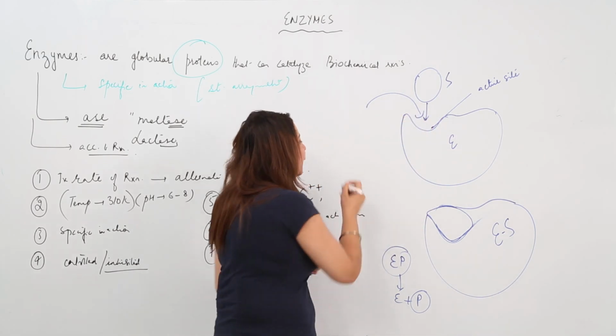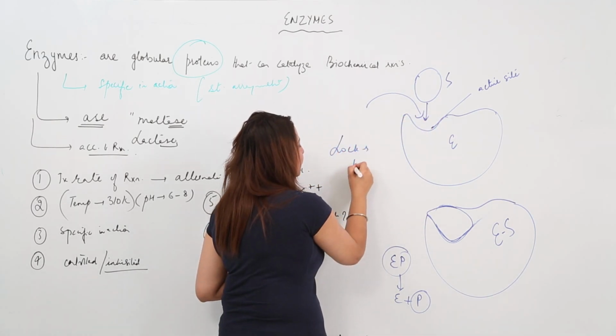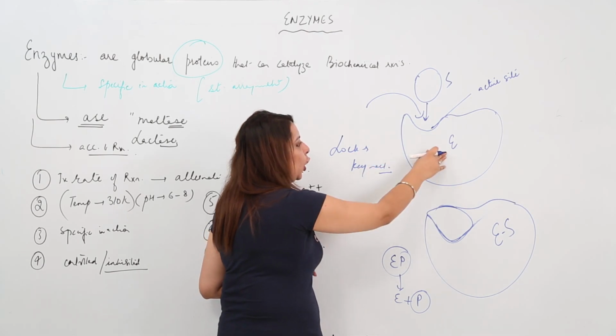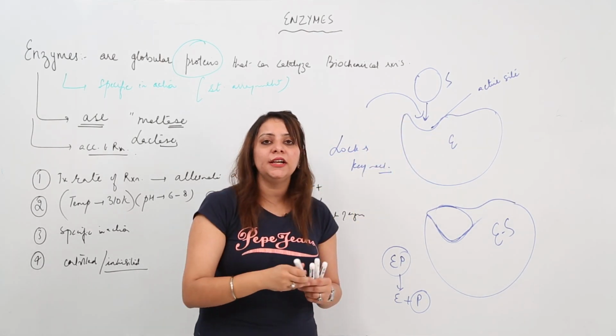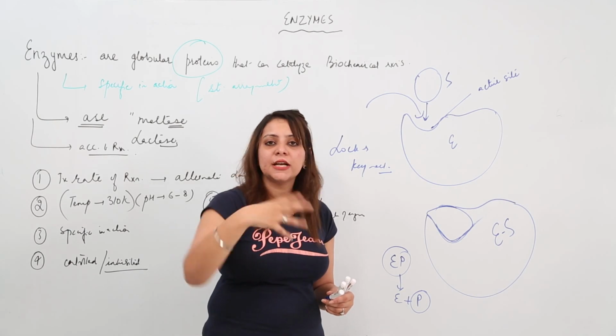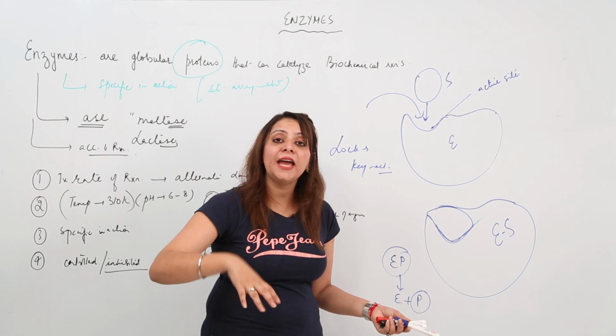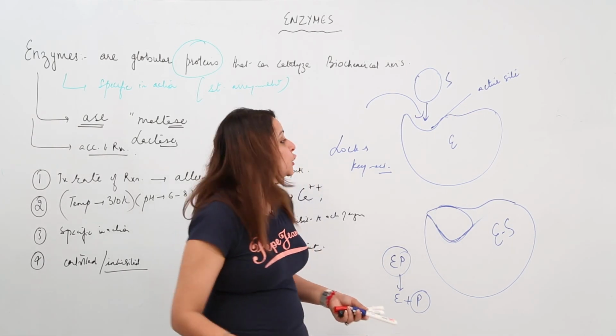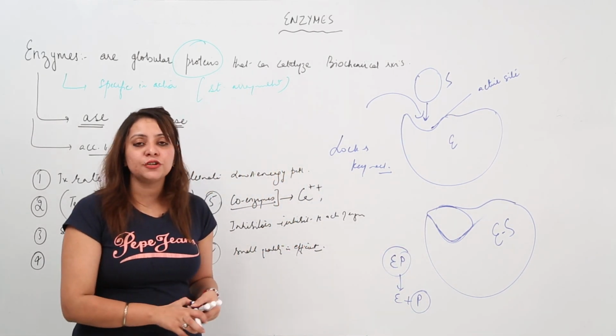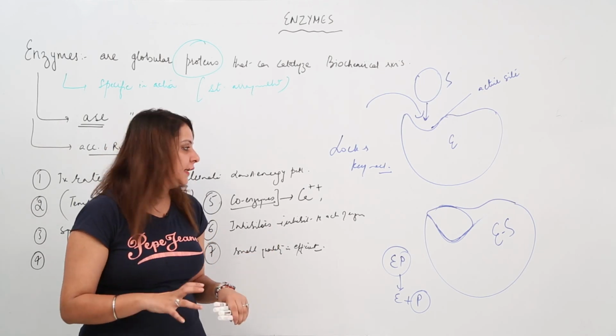So that means it is a kind of lock and key type of mechanism. This is a lock, and if the key suits the lock, then only it is going to fit into it, then only it is going to transform into a product, and then the enzyme and product get separated, and again it is open to any other substrate. So this is how it catalyzes the reaction, by a lock and key type of mechanism.